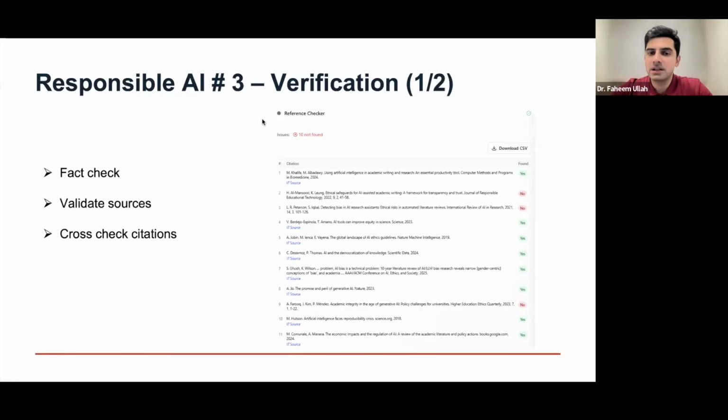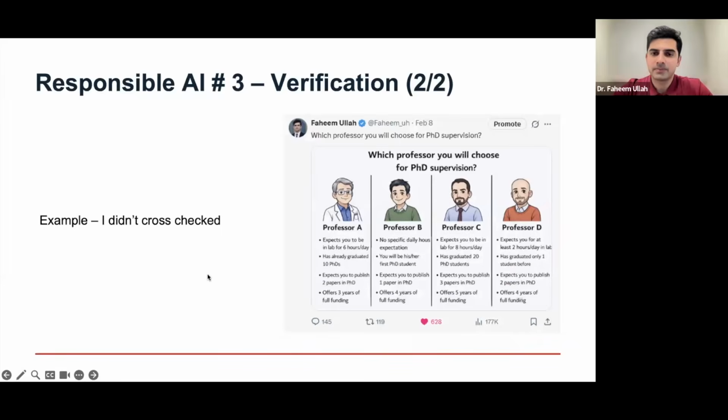Like you can see on the screen, around 10 references are just fake. They do not exist, but they have been generated by some Gen AI tool and they became part of the reference list. So it's always good to cross-check the output of any AI tool. Okay, now this is an example of what happened to me a couple of days ago, right?